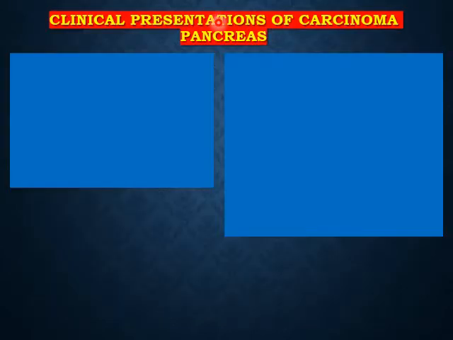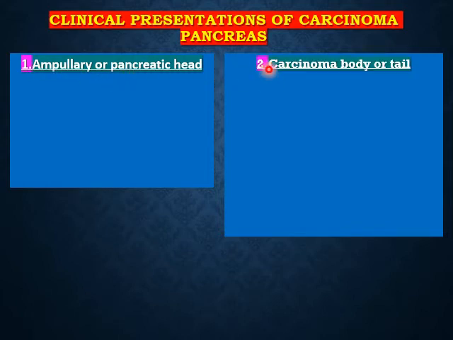Now, what are the clinical presentations of carcinoma of the pancreas? Okay, the clinical picture depends on the site of the tumor. It can be one when the tumor involves the ampulla or the pancreatic head, or the second group is when the tumor involves the carcinoma of the body or tail of the pancreas.